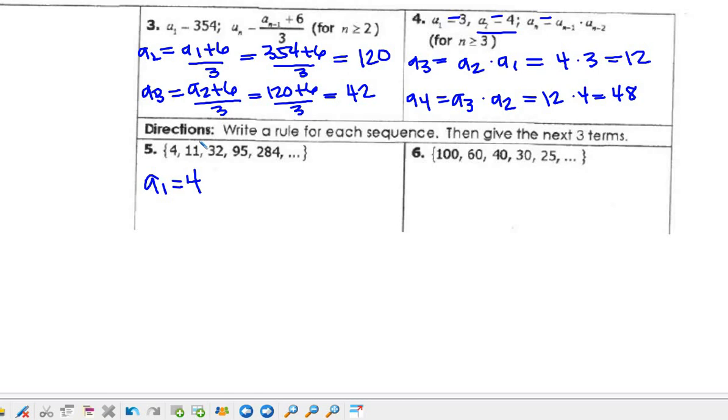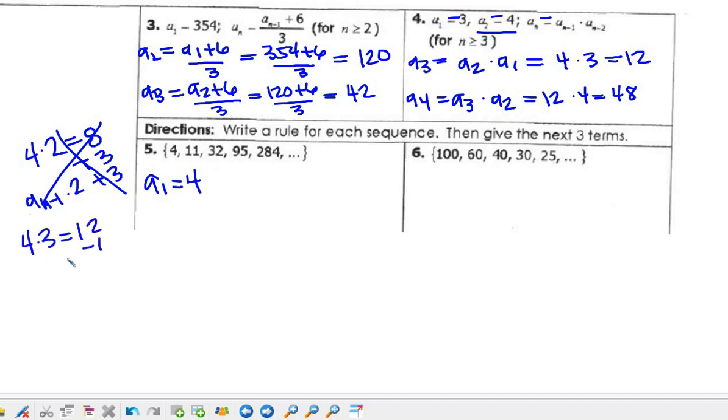So the first thing I'm going to do is just look at this number and think, okay, 11 is bigger, so it's probably multiplication, and then it could be addition or subtraction. So it's just a little bit of guess and check. How close can I get to 11? I could do 4 times 2, which is 8, and then I would have to add 3. So my rule would be a sub n minus 1 times 2 plus 3. Then 11 times 2 is 22 plus 3. That's not it. So then I would do 4 times 3 is 12, and then I would have to subtract 1 to get 11.